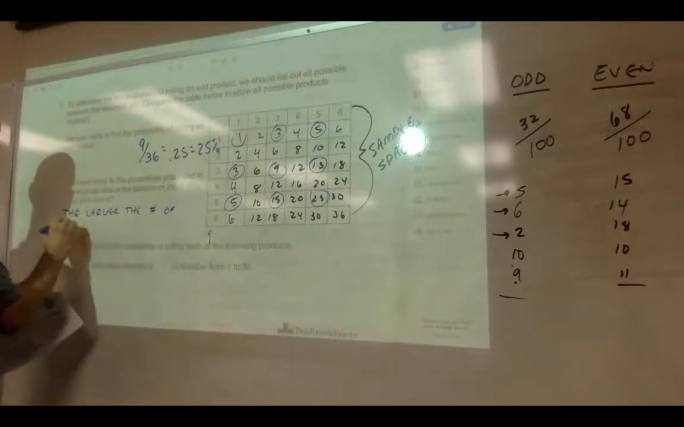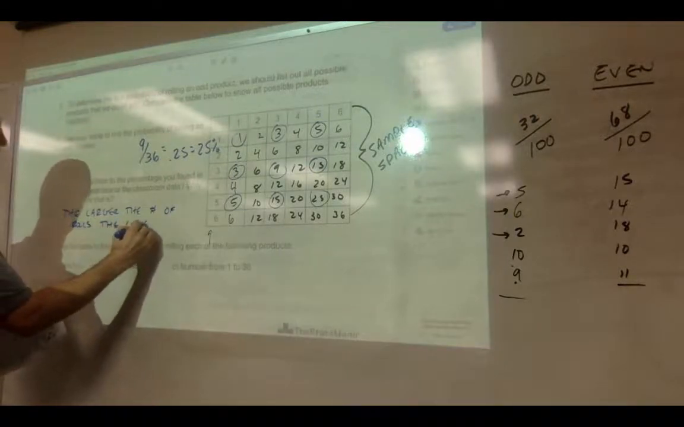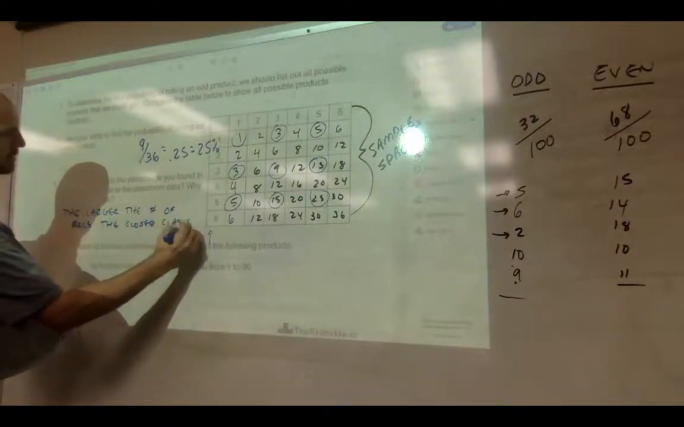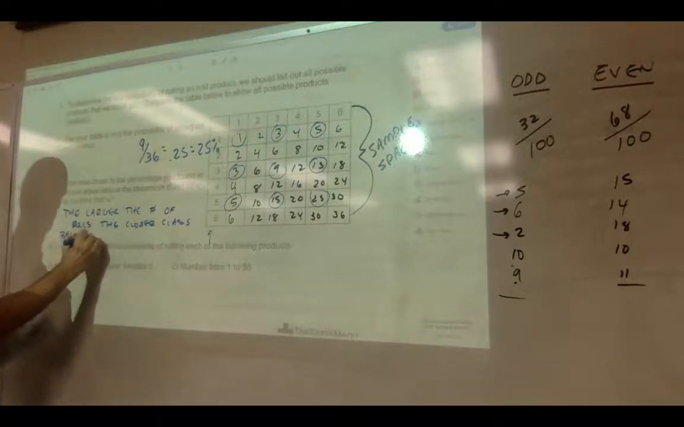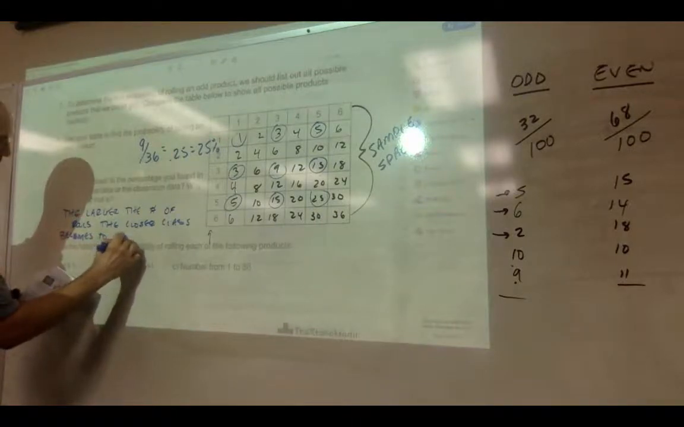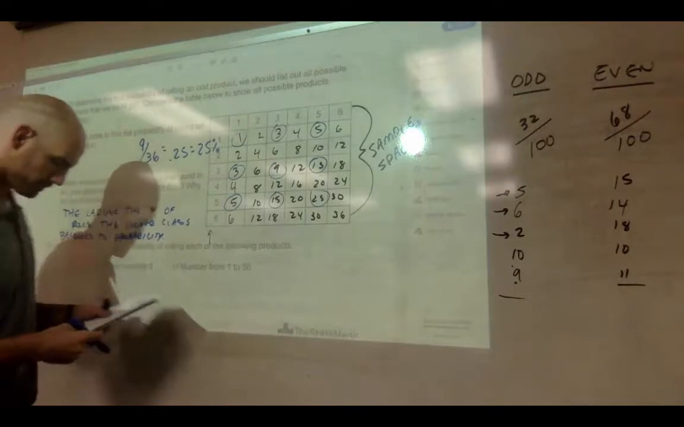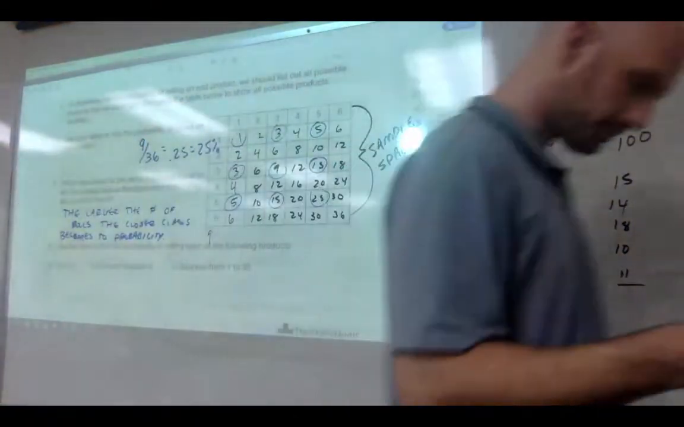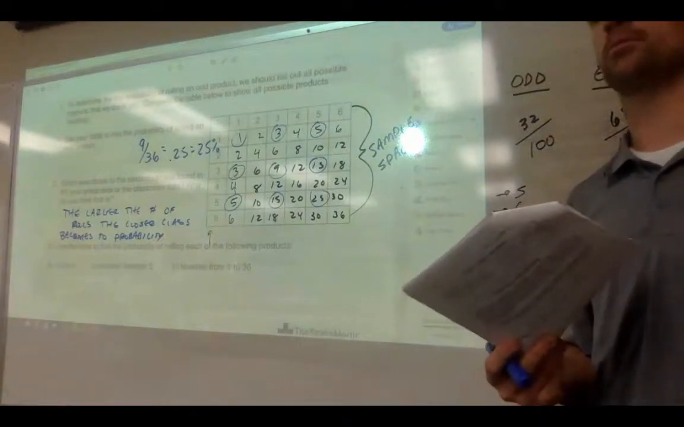number of rolls, the closer class data becomes to probability. Okay? So the larger the class data becomes to probability.